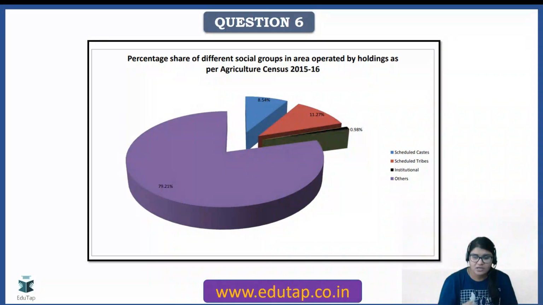8.54%. So here you can see, same kind of a pie chart is given, but this is for area, and that was for number of operational holdings. So here you can say again majority 79.21% held by others, then you have scheduled castes 8.54%, then you have your scheduled tribes 11.27%, and then you have institutional 0.98%, right?